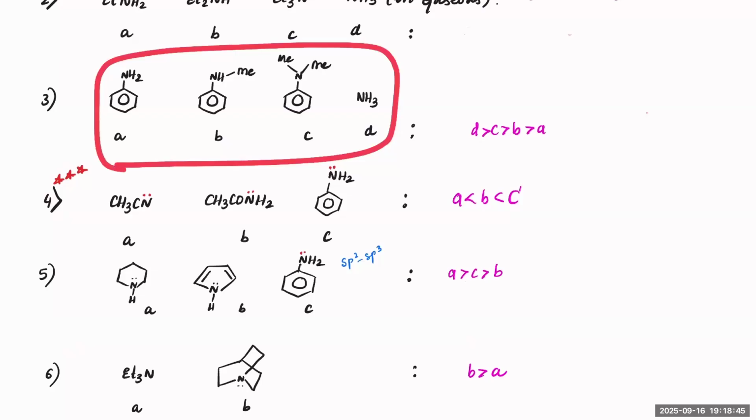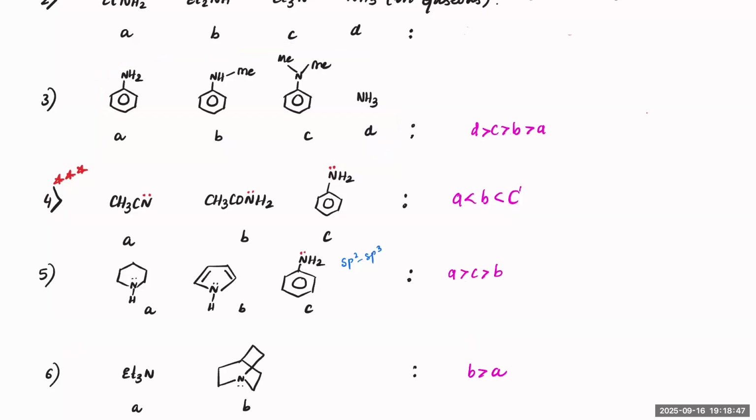Check out these four cases. Here we just discussed it already. This is delocalize, delocalize, delocalize, and this is localize. Since it is localized, that has the most basic character. So D, then this has two plus psi effect. So C, then one plus psi effect. There is nothing. So D, C, B, A. Like this, you should be able to figure out which of them is more or less basic.